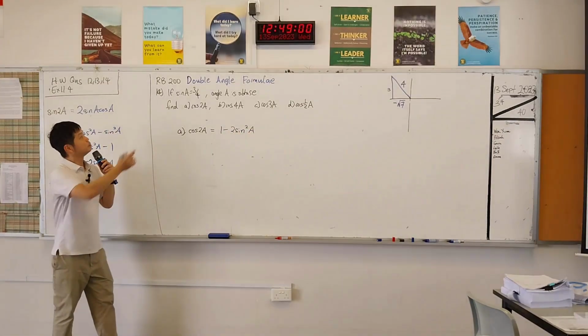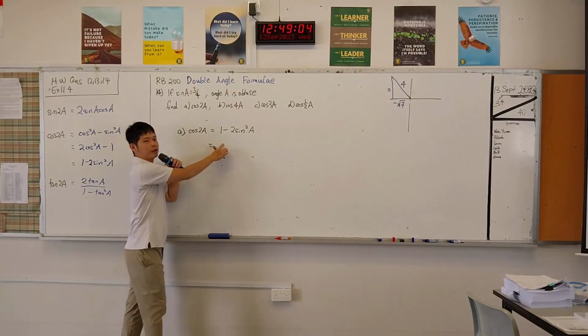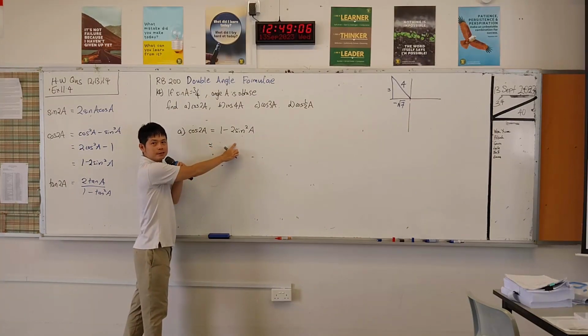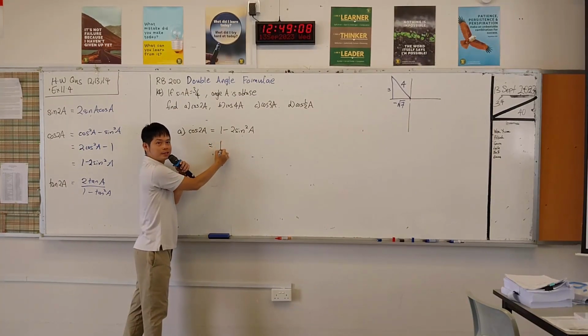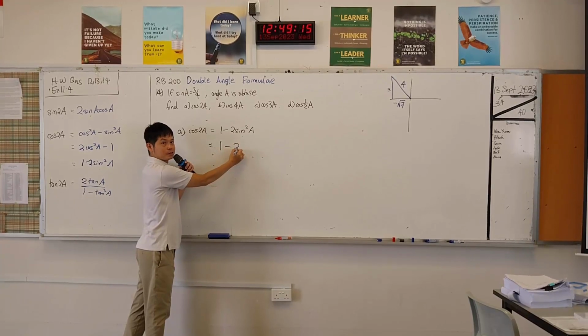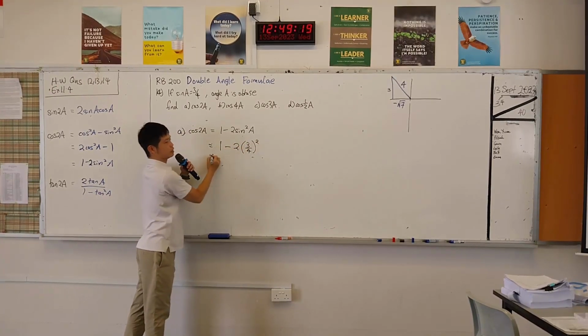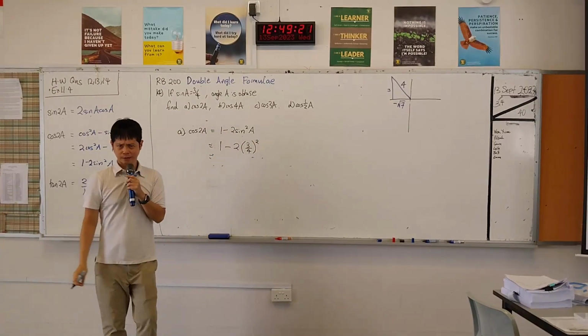Why do we choose that? Sine a is 3 over 4. Okay, can you tell me how do I put 3 over 4 inside here? 1 minus 2 times 3 over 4 square. Press your calculator and check your resource book answer.